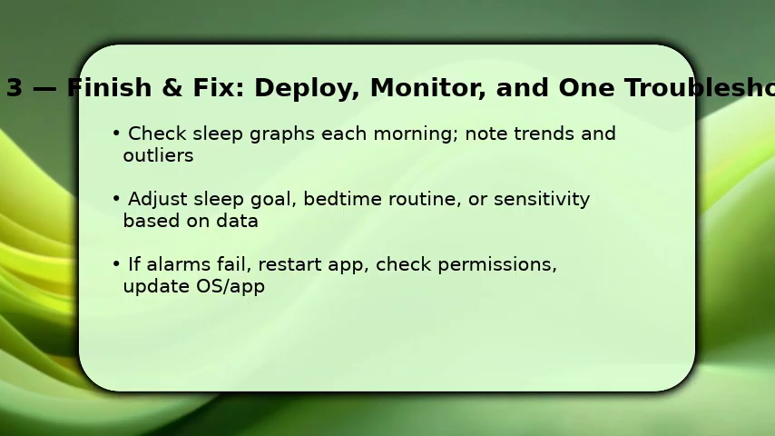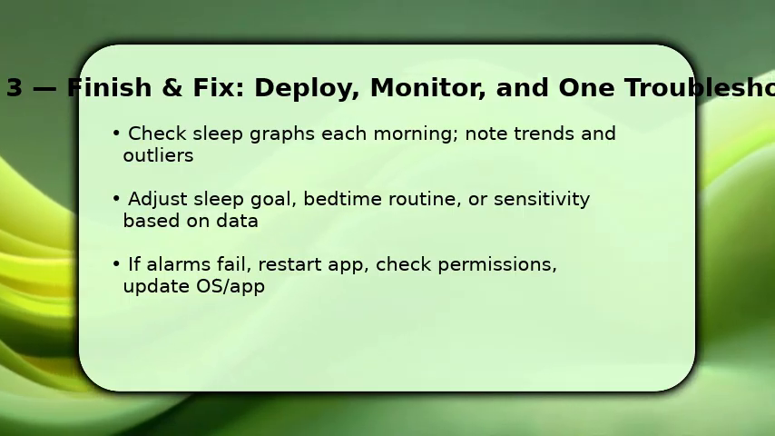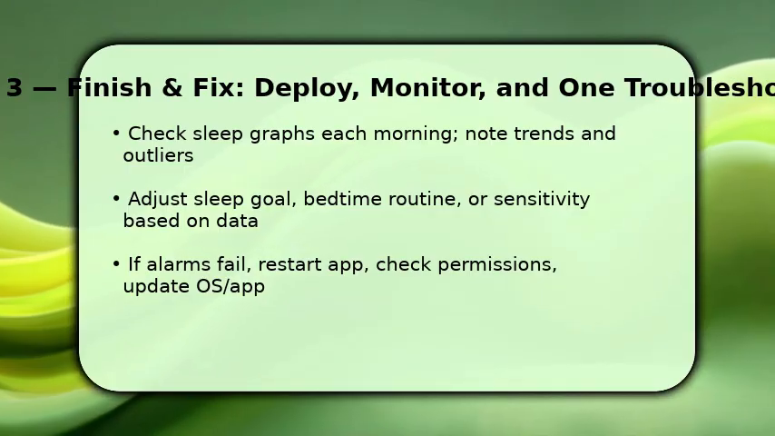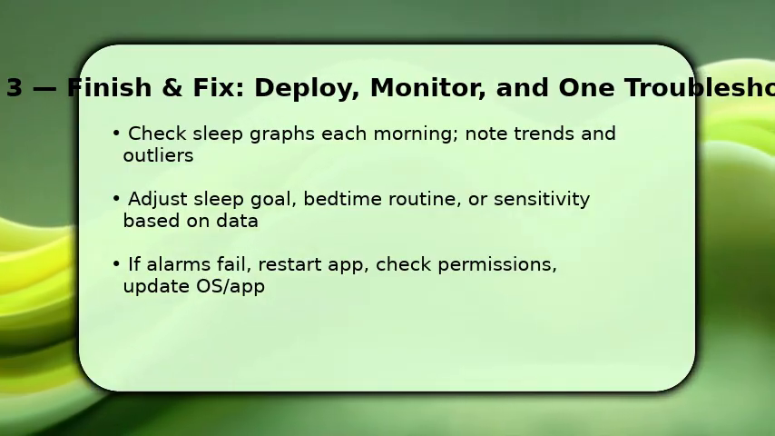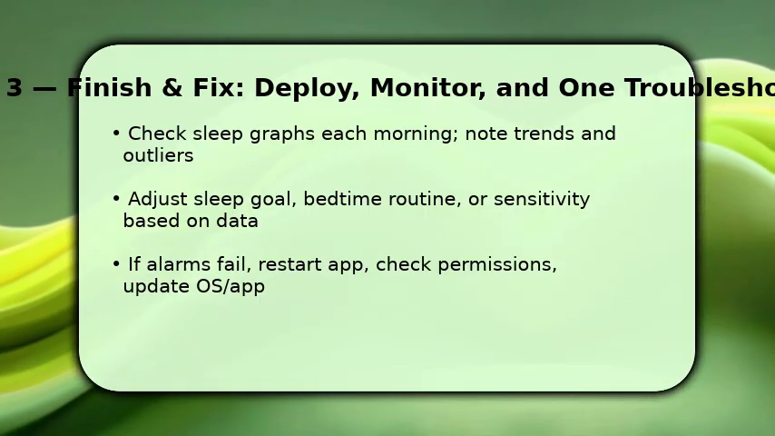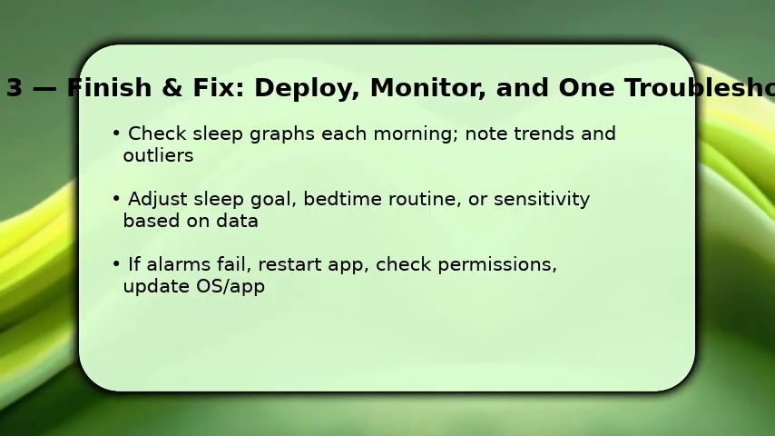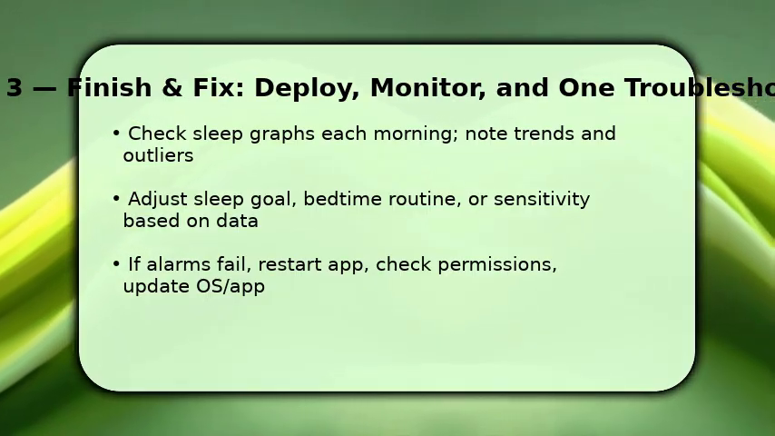If the smart alarm doesn't sound, first restart the app and phone, then verify permissions and alarm volume. Make sure Do Not Disturb allows alarms. Finally, keep the app and OS updated. These steps solve most issues and ensure the system keeps improving its estimates and wake timing for you.